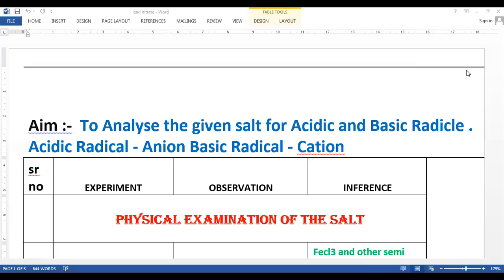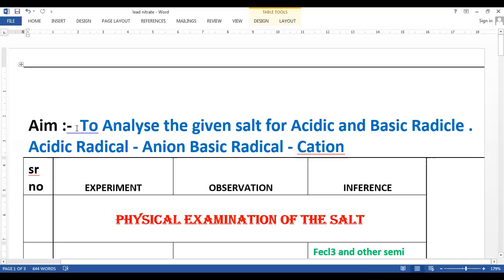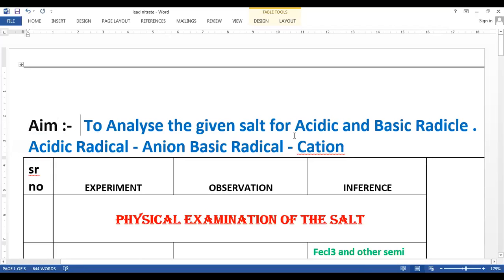Okay, my dear students, the aim of today's practical is to analyze the given salt for the acidic and basic radical. Acidic radical, that is, the meaning of acidic radical is anion, and the meaning of basic radical means cation.